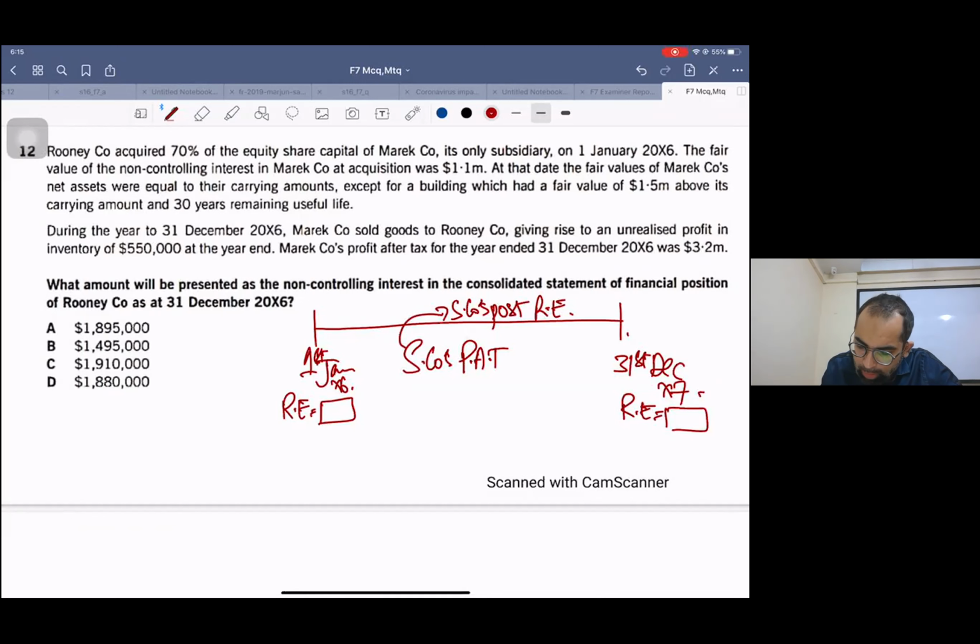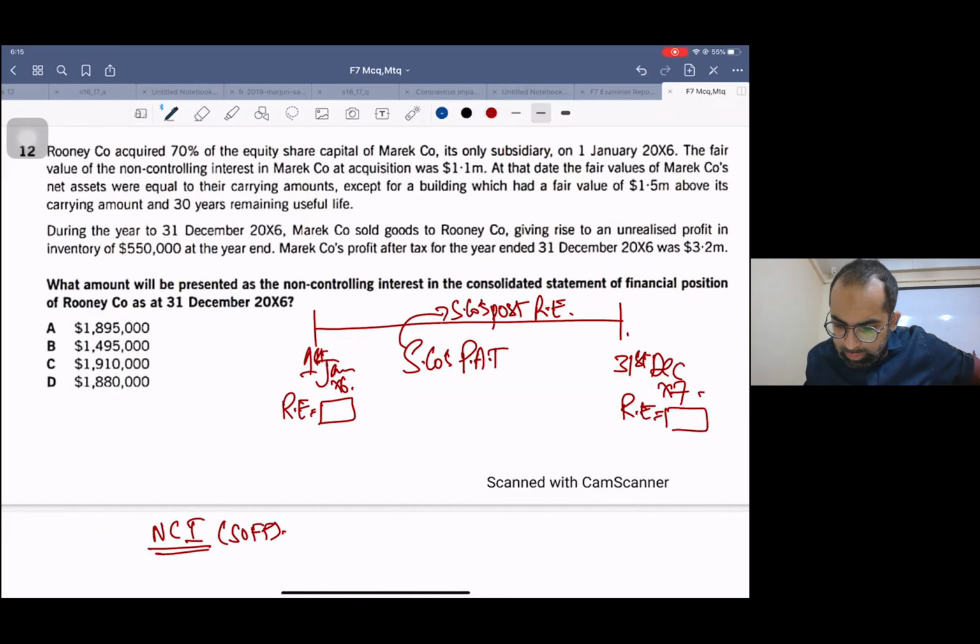Now let's find out things. Do you know the formula for NCI in the SOFP? If you are using the full goodwill method, listen to my words. In the full goodwill method, NCI is reported at fair value, but that fair value is always ready-made, given in the question. But that is of the acquisition date. See, at the acquisition date, 1.1 million.